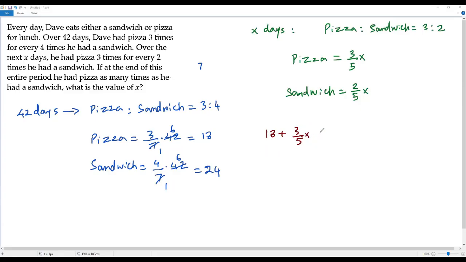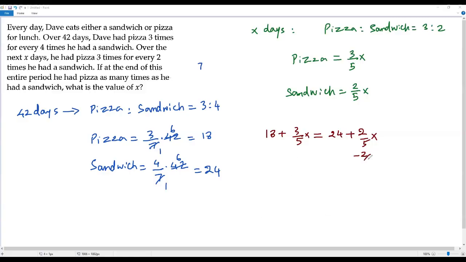Also, in the entire period, 42 days plus X days, to find the number of days he had sandwich, I add 24 and 2/5 X, which gives 24 + 2/5 X. According to the question, at the end of the entire period he had pizza as many times as he had sandwich. That is, the number of days he had pizza and the number of days he had sandwich are equal. So these two expressions are equal. Now we have to solve for X in this equation.